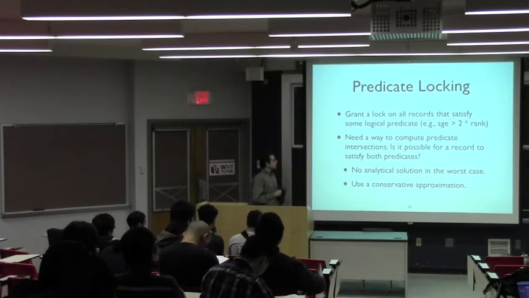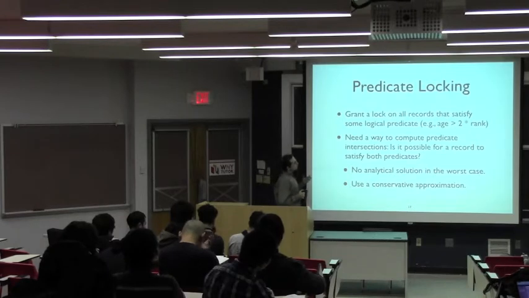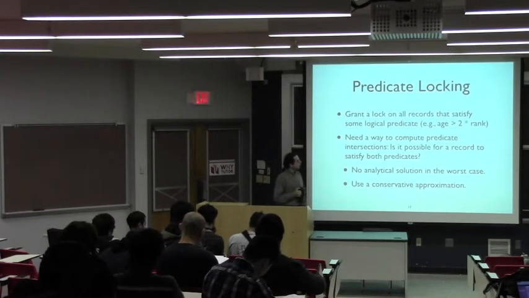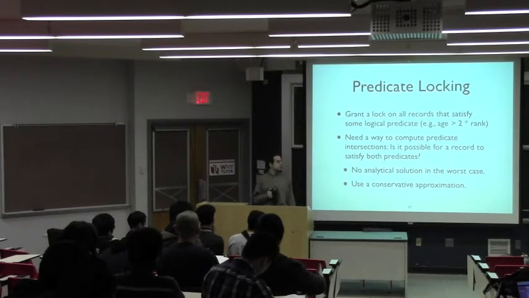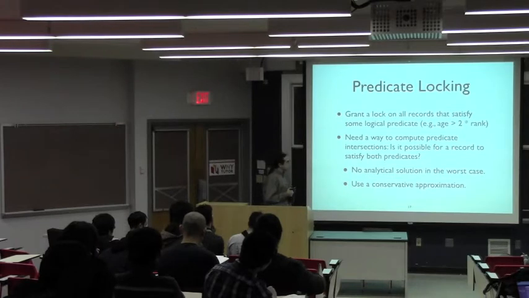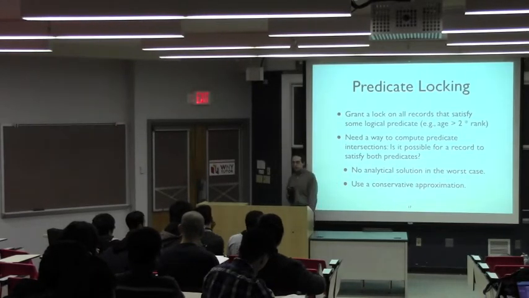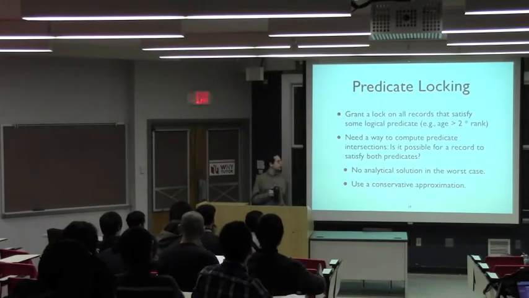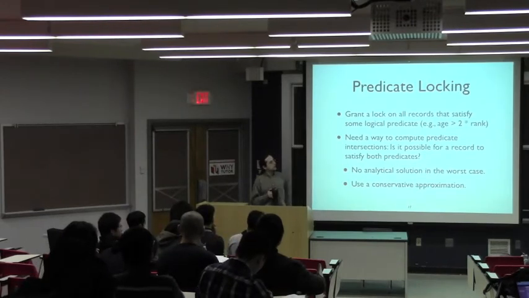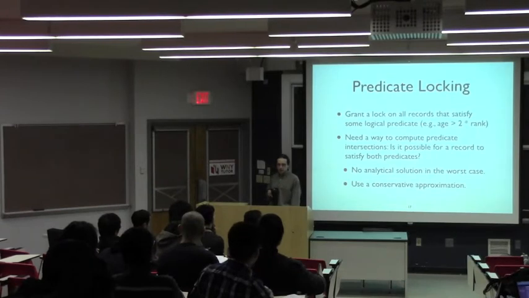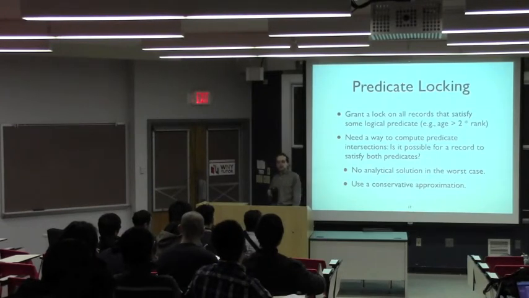So what we need is some way of computing the intersection between two predicates. Now, typically this is not feasible. In the worst case, there will not be an analytical solution to computing the intersection of two predicates. But you can often use a conservative approximation. If there is the possibility that two predicates could conflict, you can say they will conflict, and those two locks can't be taken at the same time.